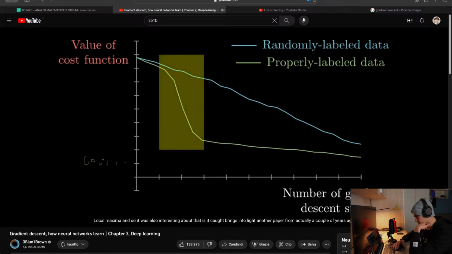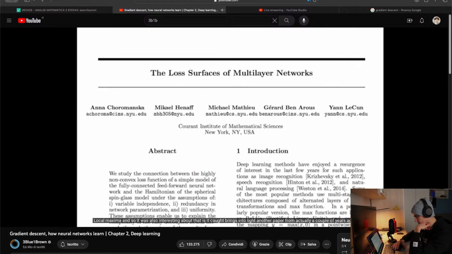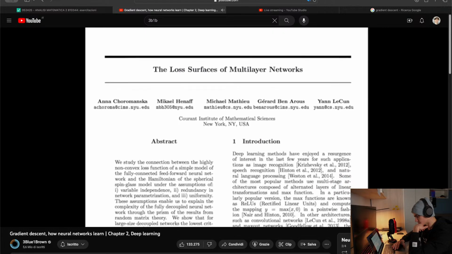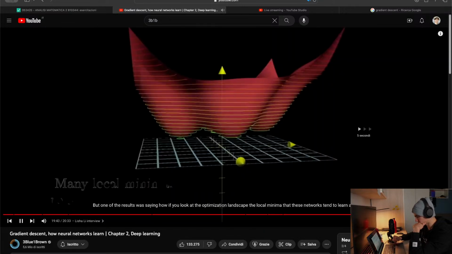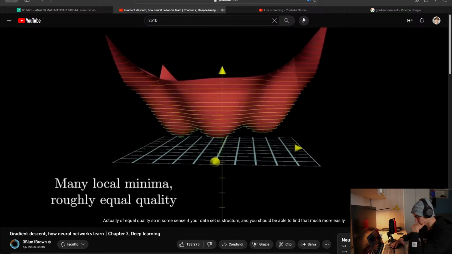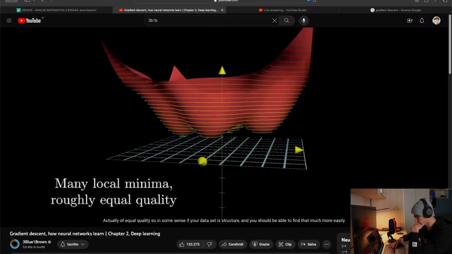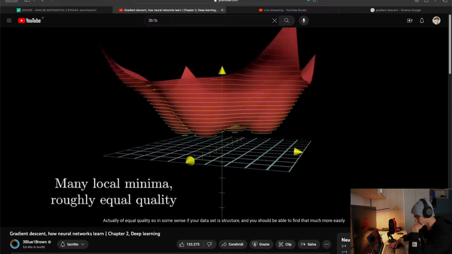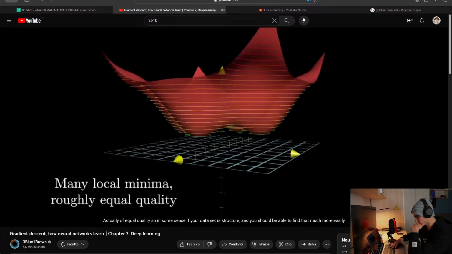And so what was also interesting about that is it brings into light another paper from actually a couple of years ago, which has a lot more simplifications. The local minima that these networks tend to learn are actually of equal quality. So in some sense, if your data set is structured, you should be able to find that much more easily.